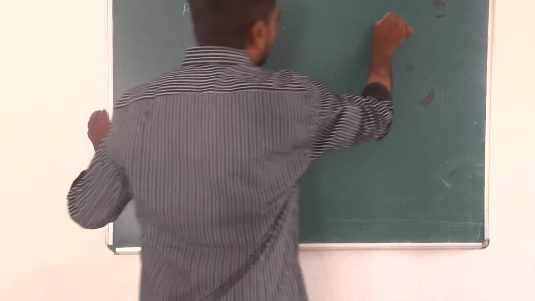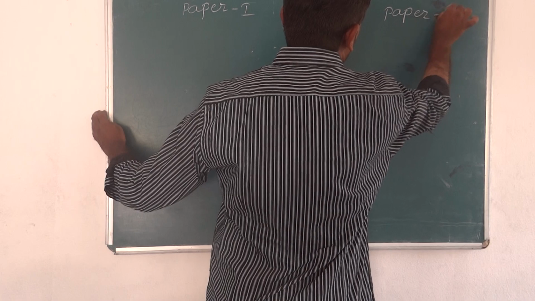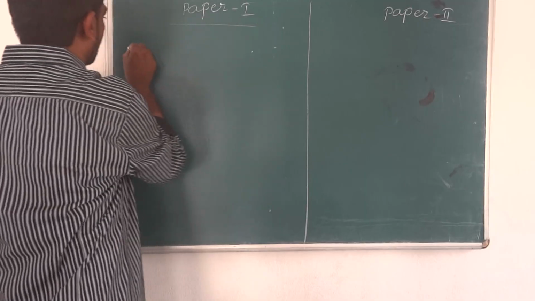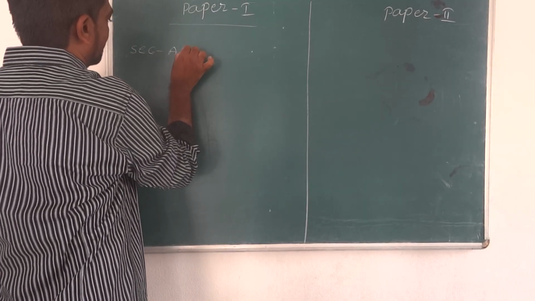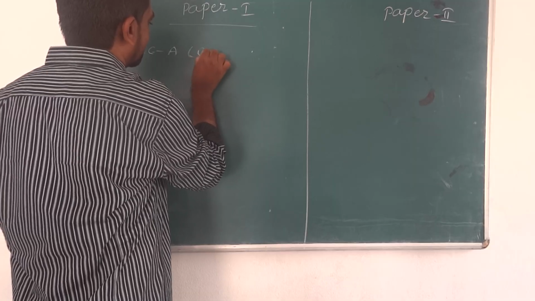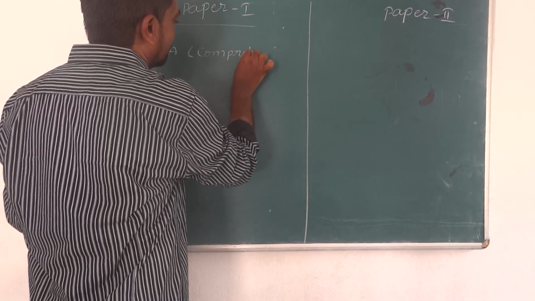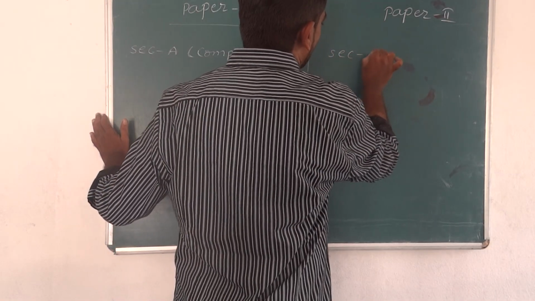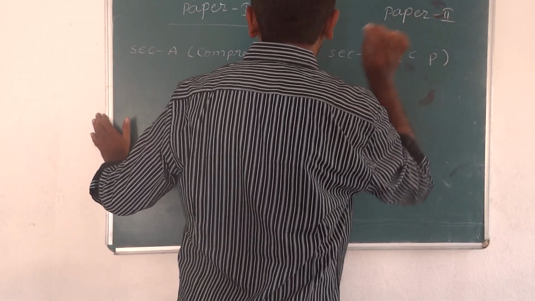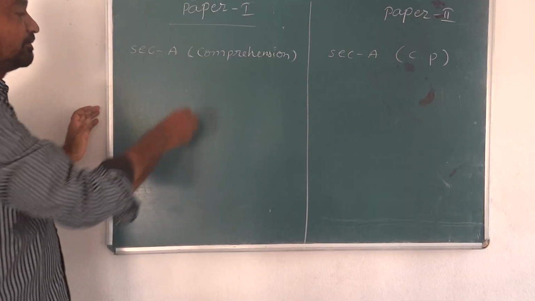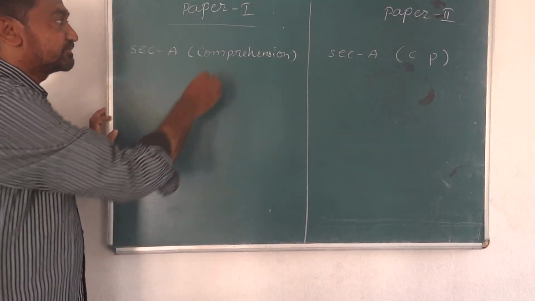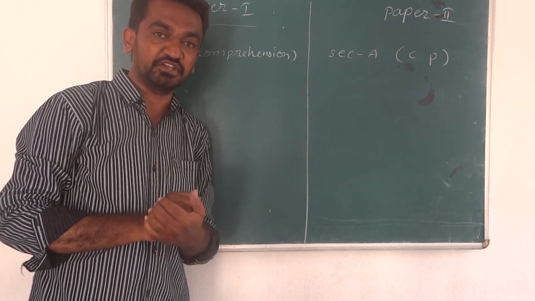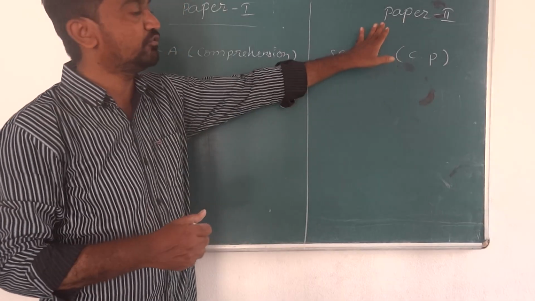Paper 1 and paper 2, let us divide. For paper 1, Section A is comprehension passages, and here also Section A is comprehension passages. Paper 1 completely comes from the textbook, and paper 2 is not from the textbook, other than the textbook. It means it is the unknown paper.